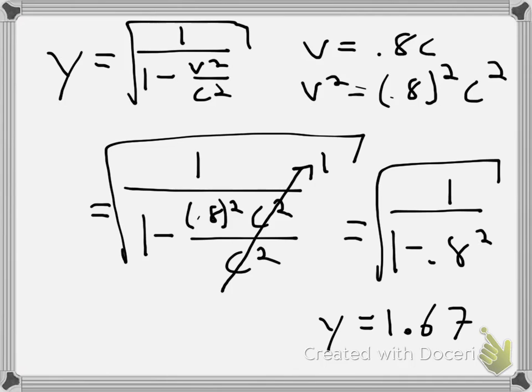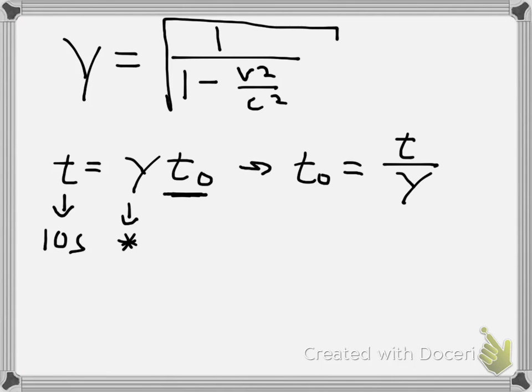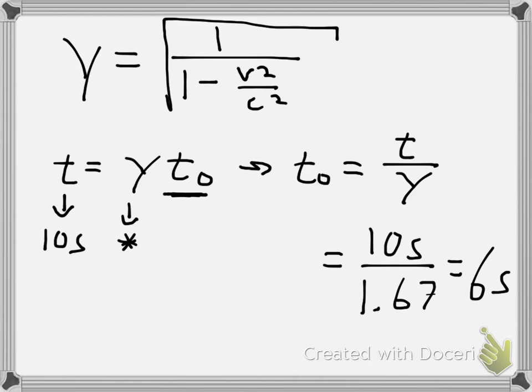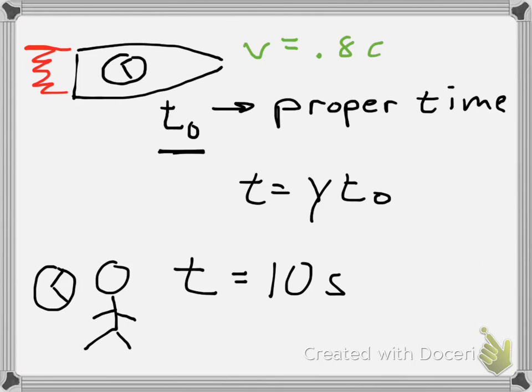So now let's go back and plug that into our original equation. What we had here, T naught is equal to T over gamma. That equals 10 seconds over 1.67. And what that comes out to be is about 6 seconds. So what this says, now let's pause for a second before we talk about what it means and recap the math. So what I'm given, let's go back to that page.